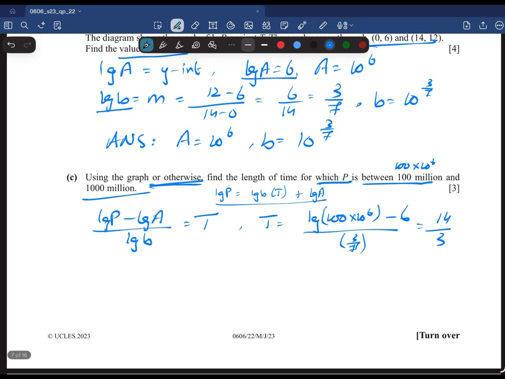Now for 1,000 million, t is equal to lg(1,000 into 10 to the power 6) minus 6 upon 3 over 7.